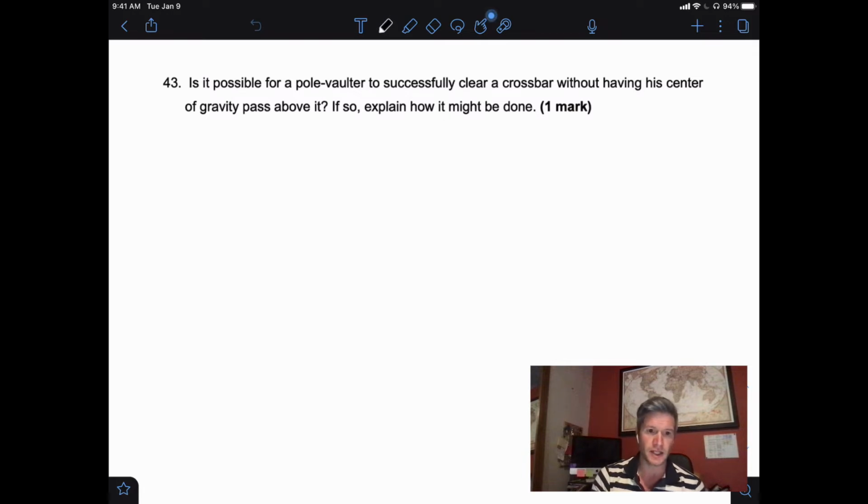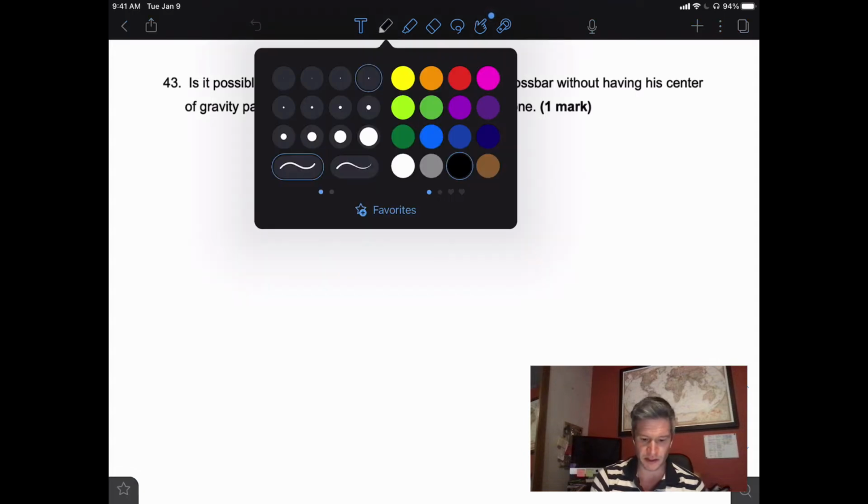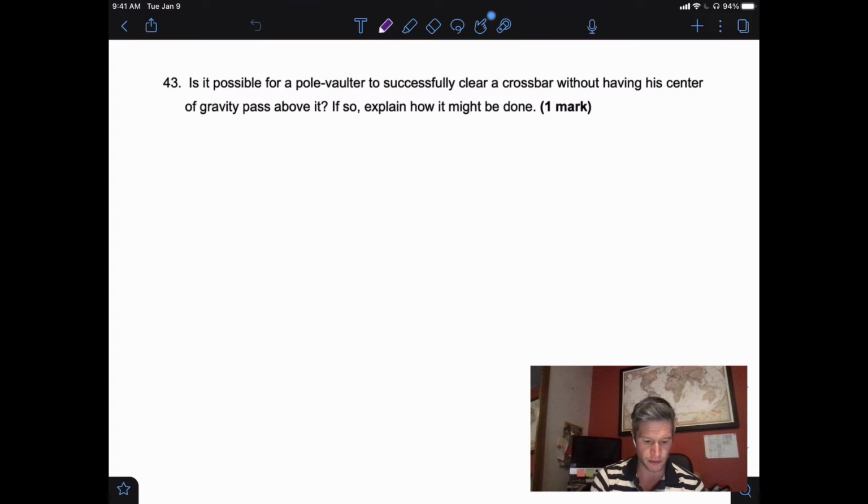So if we think back to high jump in particular, we'll have our bar, and we'll try to keep it the same for both scenarios. So here's our high jump bar. We're looking at it sideways, kind of dead on, and we have our high jumper. And essentially what they're going to do is the Fosbury flop, if you recall.